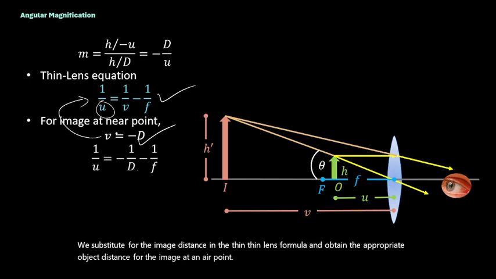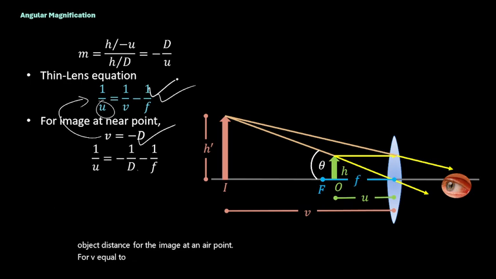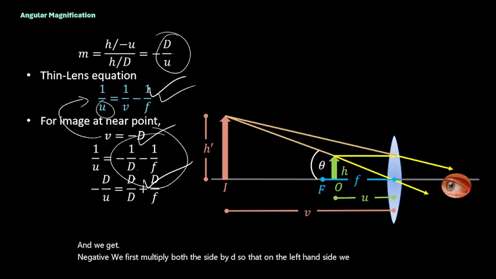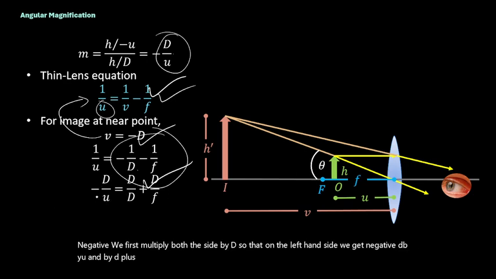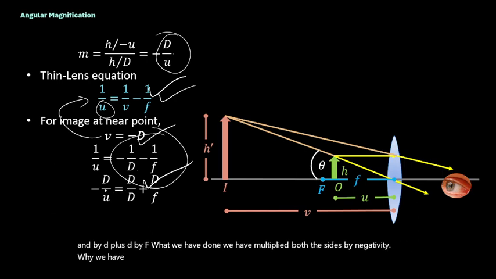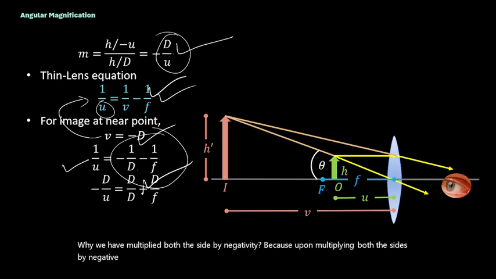On substitution for v equal to negative D in this equation, we get this equation. And now we replace 1 by u from this expression by this expression, and we get negative. We first multiply both the sides by D, so that on the left hand side we get negative D by u, and D by D plus D by f. What we have done? We have multiplied both the sides by negative D. Why we have multiplied both the sides by negative D? Because upon multiplying both the sides by negative D, we get this expression here.